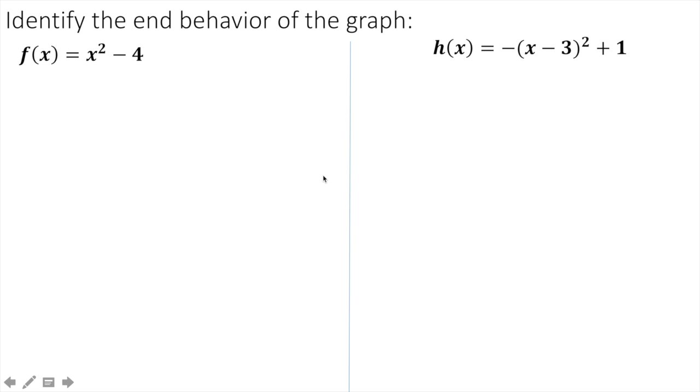With these two, what I want you to do right now is push pause on the video. I want you to see if you can come up with this limit notation, is what we call it. We're looking for the end behavior. As x approaches infinity, what happens to my f of x? As x approaches negative infinity, what happens to f of x?